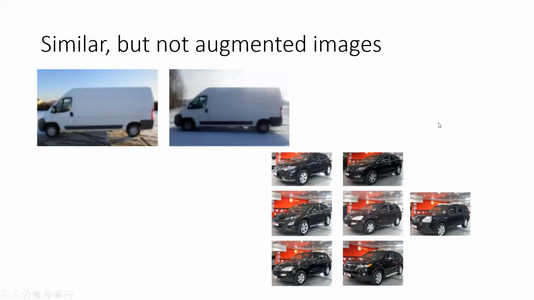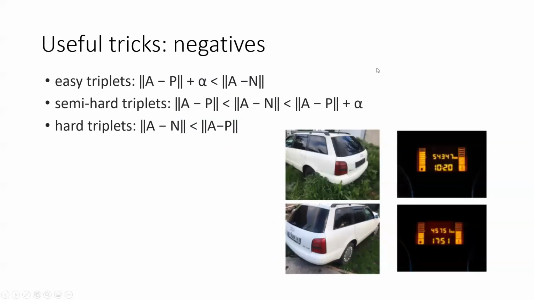So to deal with these examples, we can use different tricks. We can choose not only a different positive example, but also choose the negative example not randomly, but deliberately. So let's split our possible triplets into three groups. The first of them will be easy triplets.